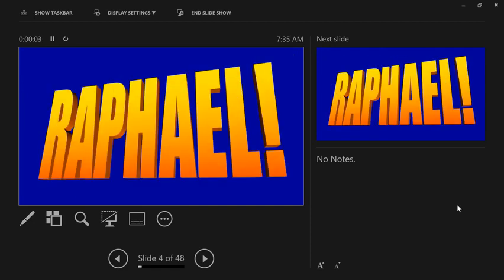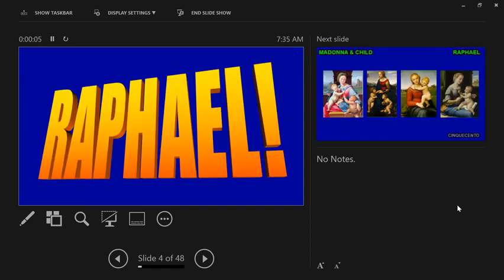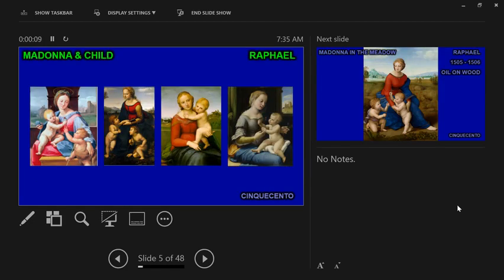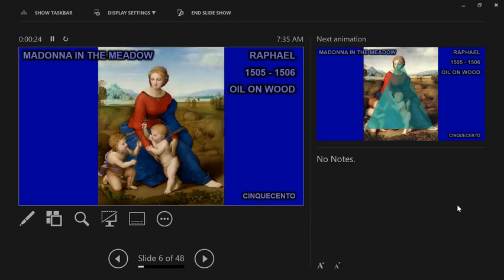All right, Raphael is one of the big giants of the Renaissance. He did lots of paintings of Madonna and Child. He's famous for a lot of things, but one of the things he's famous for is those paintings. So let's take a look at a couple of them. The first one is Madonna in the Meadow.